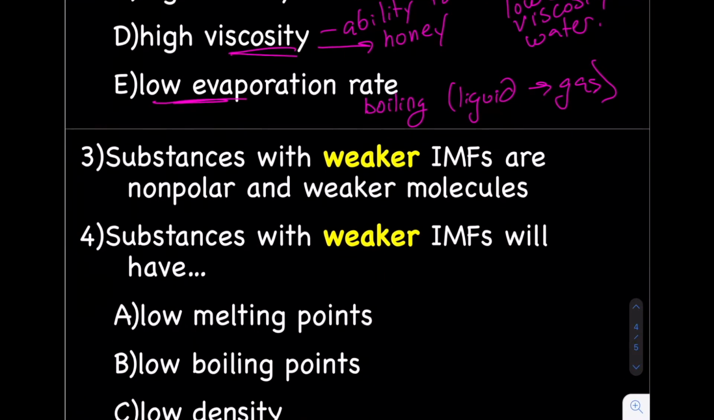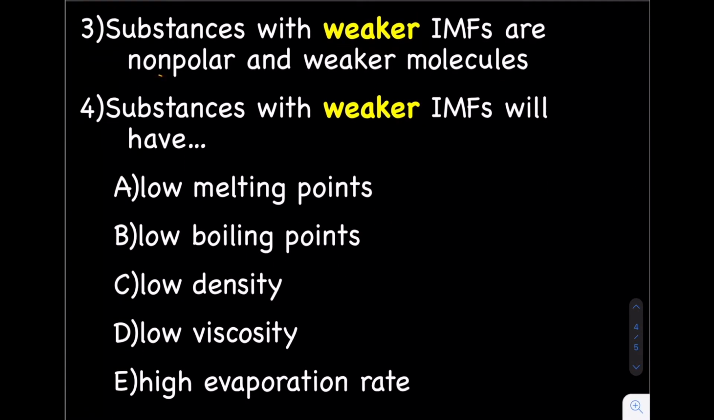Okay, so substances with weaker IMFs are going to be nonpolar and weaker, how about that? And smaller molecules. All right, so substances with weaker IMFs are going to have lower melting points, lower boiling points, lower density. So think styrofoam versus the rock. We're talking about density. Low viscosity, meaning it flows easier, and a higher evaporation rate because it has a lower boiling point.